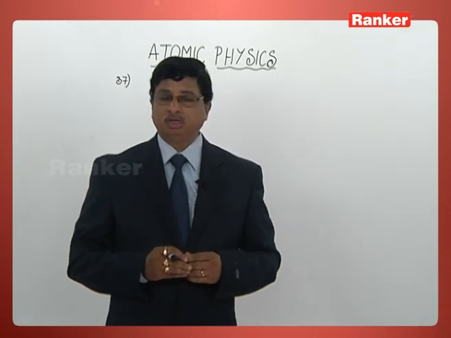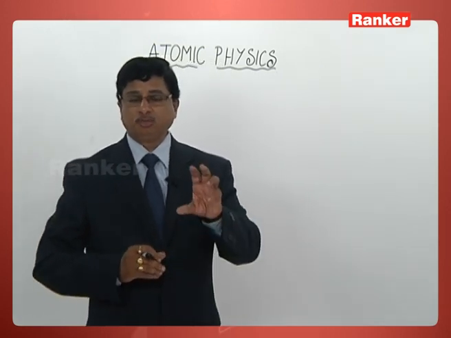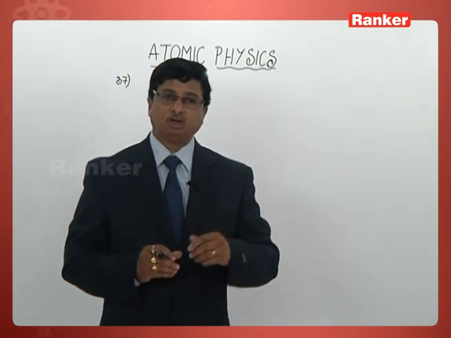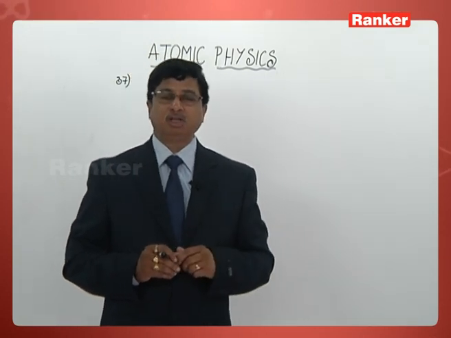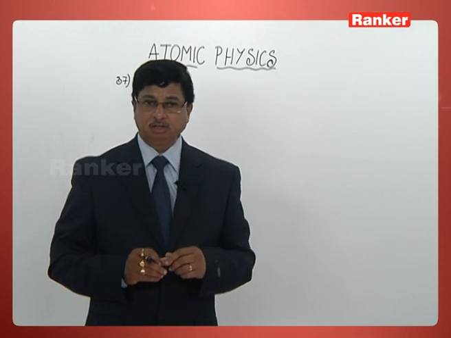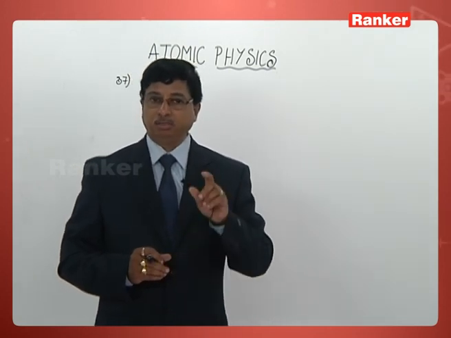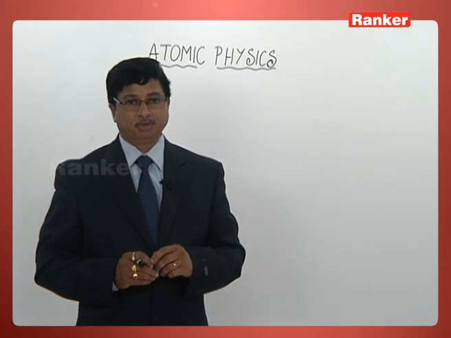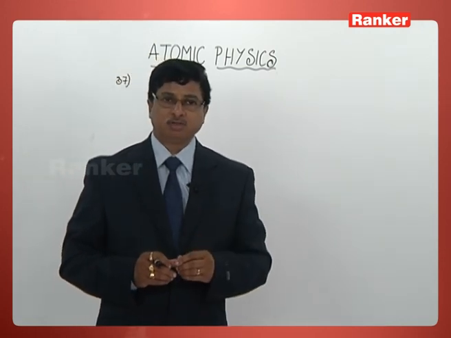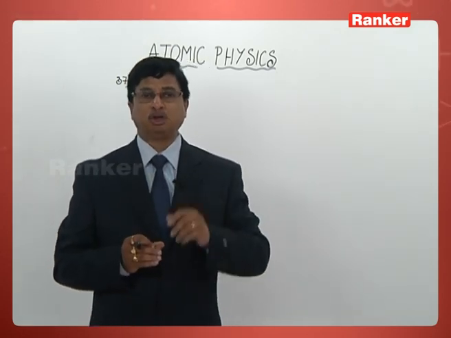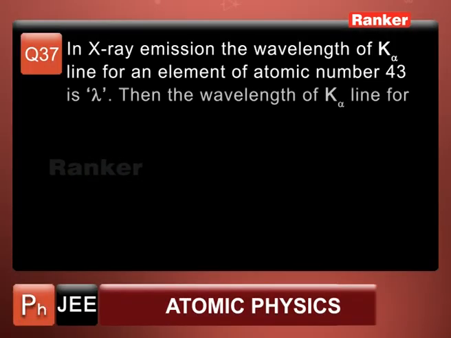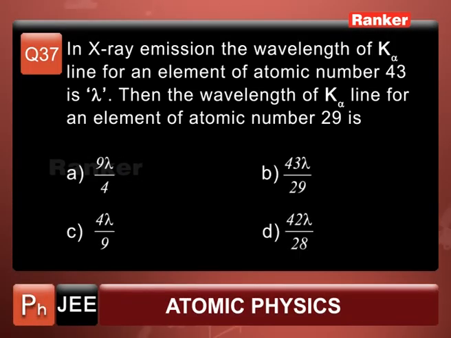Switch over to the next number, that is 37. This problem is based on Moseley's law. It is a very important statement, all of you know. Based on that only, we have rearranged the elements in the periodic table. That also you might have discussed even in chemistry. But the only point here we have to take up is its application, which we have considered in the form of a small problem. Let me read it out first. In X-ray emission, the wavelength of K alpha line for an element of atomic number 43 is lambda.